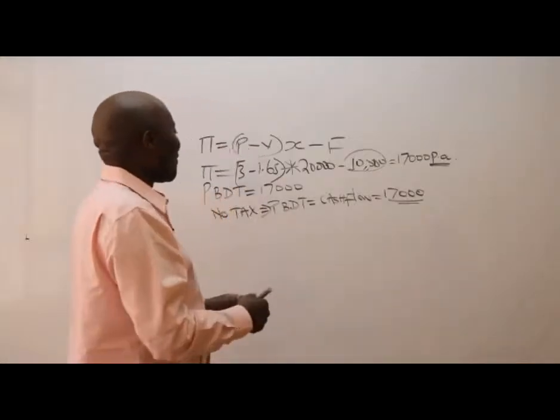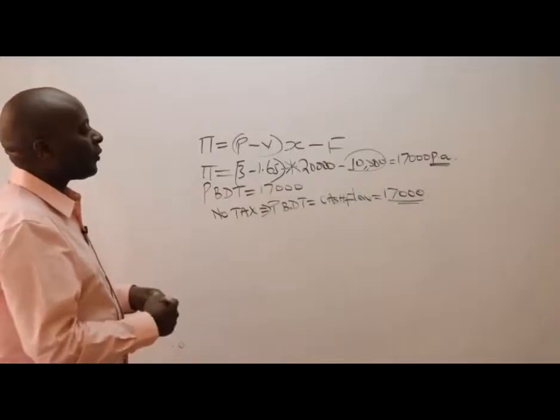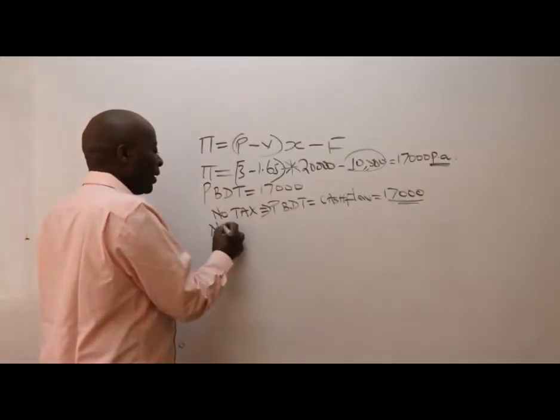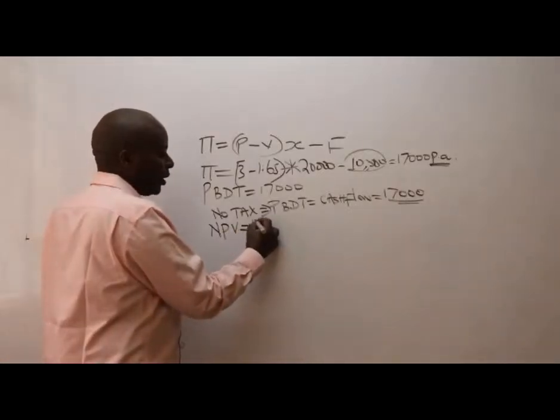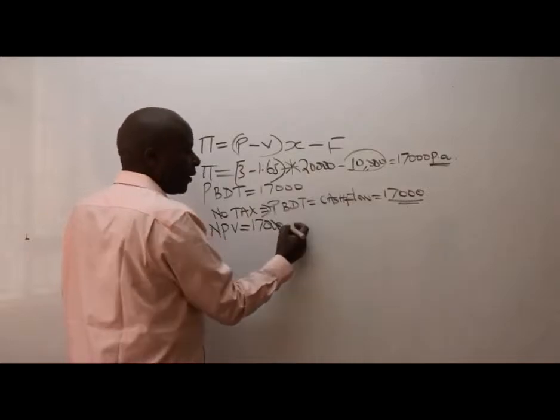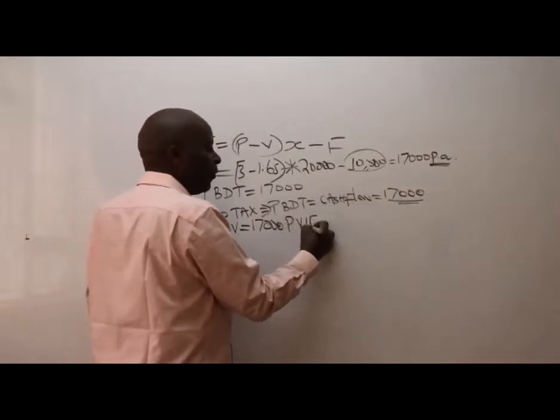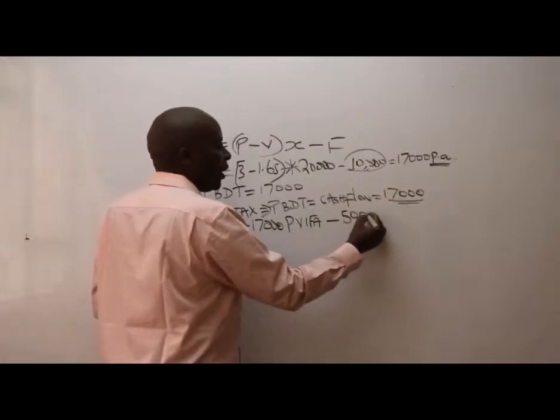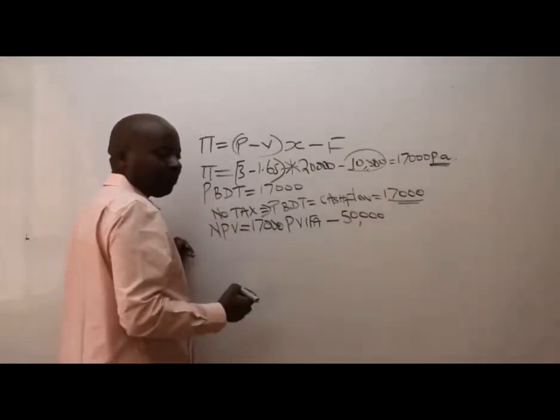I'm joking. So ladies and gentlemen, now having gotten this cash flow, I'll very easily give you the net present value of the project. The net present value of the project will be 17,000, and because this is an annuity, I'll multiply this with the PVFA, minus the initial outlay, which is 50,000.